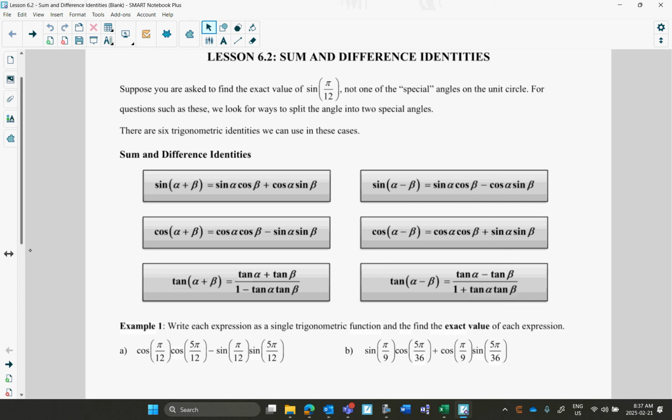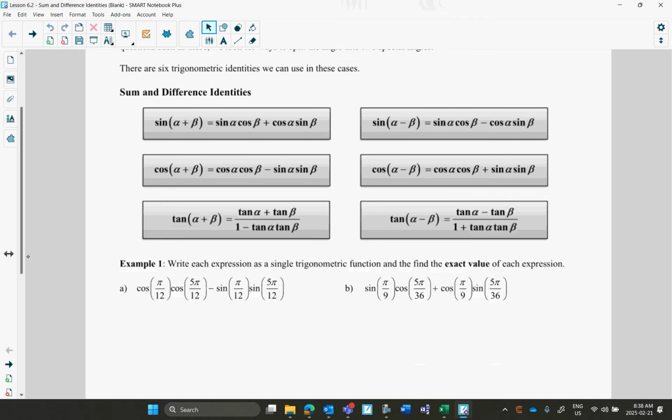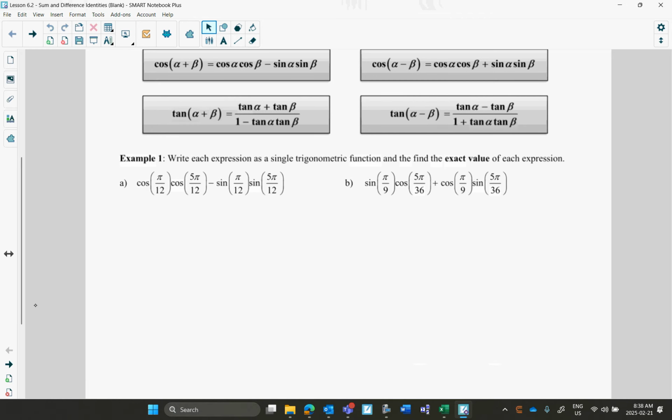And then we also have identities for if we take the sine, cos, and tan of some angle subtracted by another angle. So this is going to allow us to answer certain questions where we're asked to evaluate the trig ratios of certain angles. That makes sense. Anyway, so here's some examples.